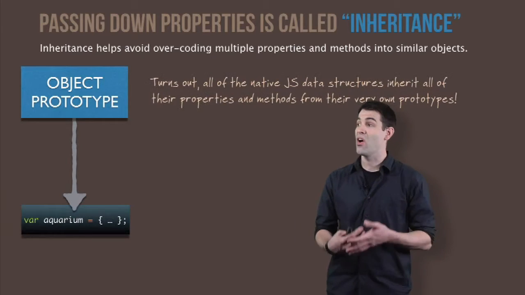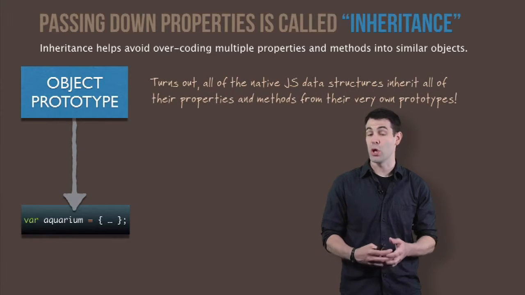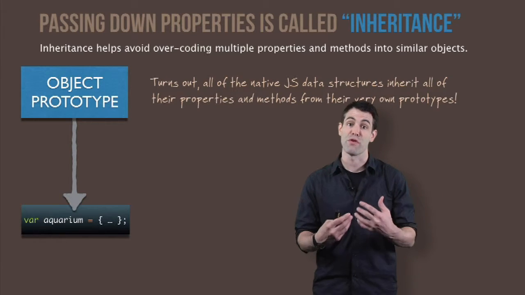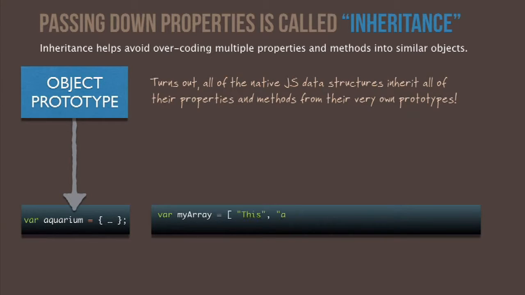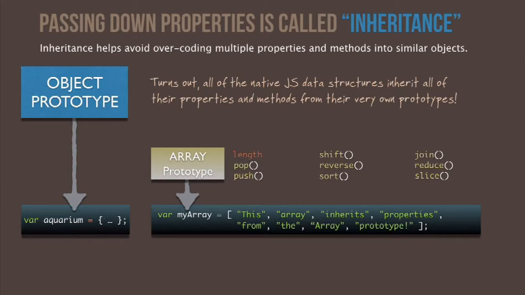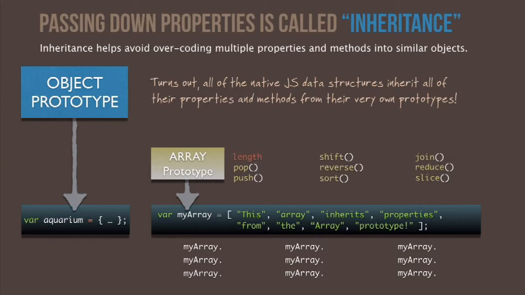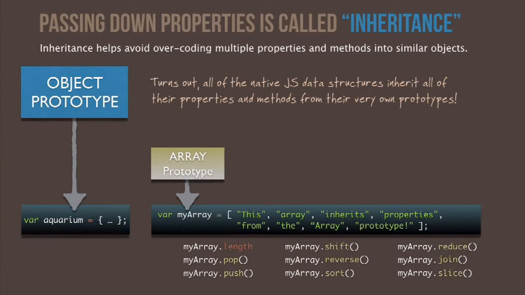Turns out, though, that all of the JavaScript data structures that you can think of will all inherit their properties and methods from their very own prototypes, not just the object prototype. Let's take a look. If I had an array and it has a bunch of strings in it, the array actually inherits from something called the array prototype. So all of those array methods that we've seen or used inside of the previous road trip course, like length, pop and push, and shift, and some others, they all come from the array prototype. And those are passed down into the array object that we've created so that we can call each of those methods or properties on our myArray.